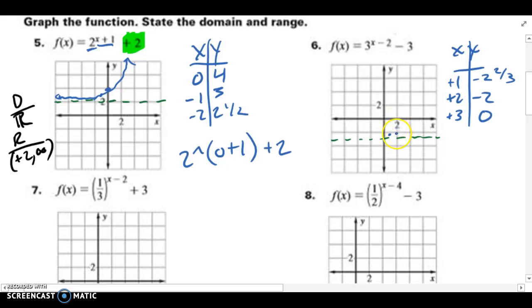2 and -2, and then 3 and 0. And then we can draw the shape of our graph here. That's not perfect, but that's okay. And that's our shape, and then the domain is all real numbers. The range is, again, it stops at the asymptote, which is -3, and then this is infinity. So this is the only number it comes from right there.